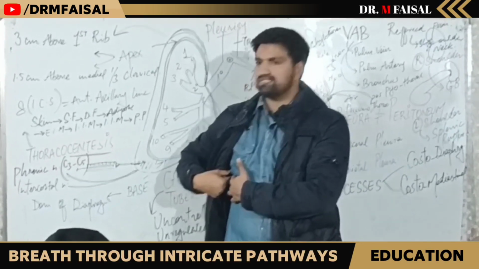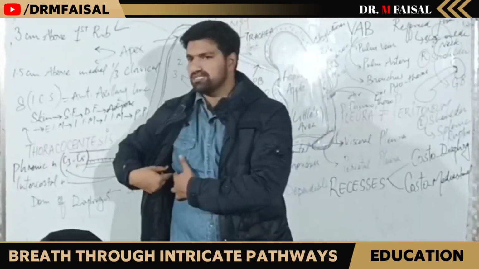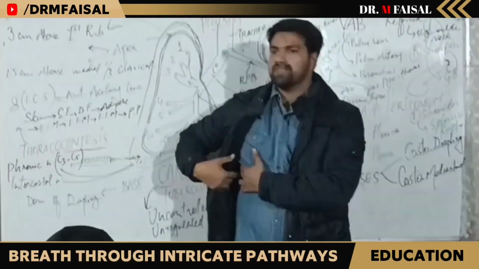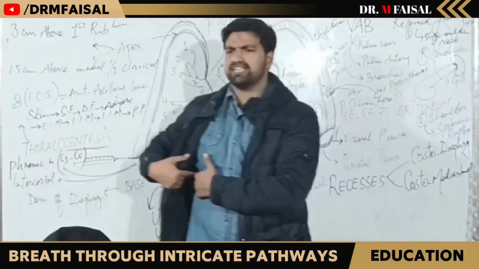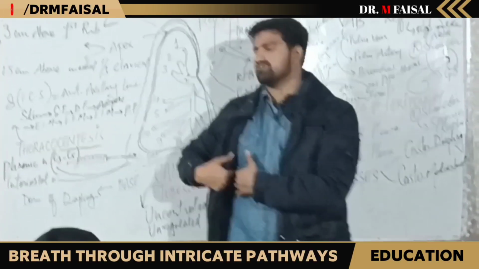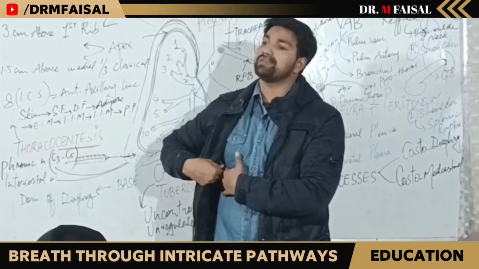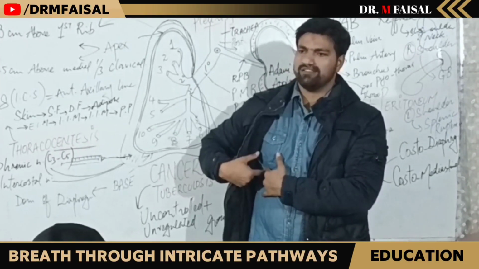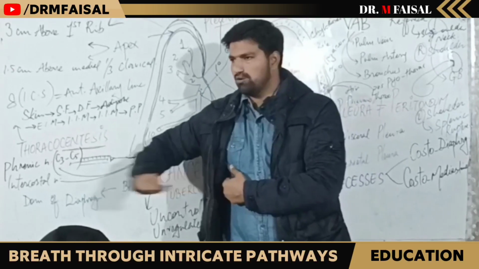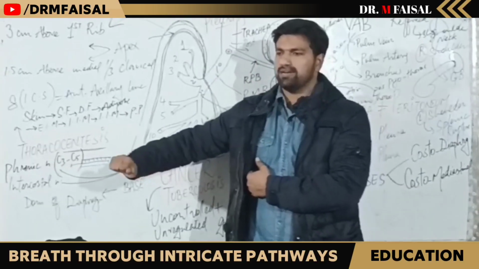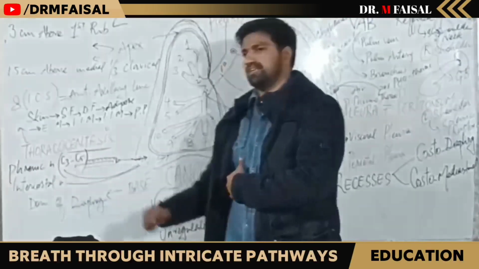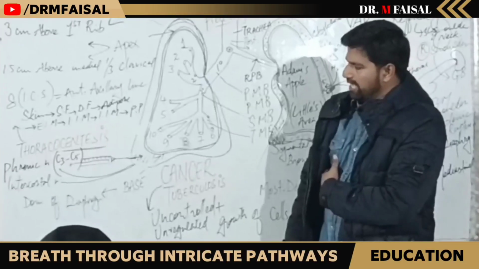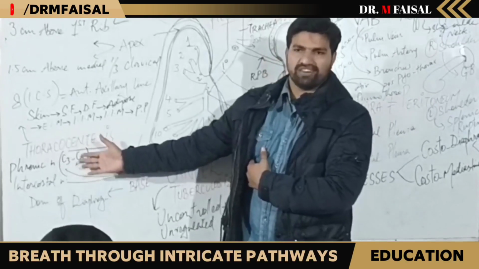Obviously, this needle has to pass many structures. The first structure is the skin. Then we have the superficial fascia, then the external intercostal muscle, internal intercostal muscle, innermost intercostal muscle, and then the parietal pleura. Then you are in the pleural cavity. Then you can pull the plunger out to remove the water, air, or pus that has accumulated in the recess. That is thoracocentesis.